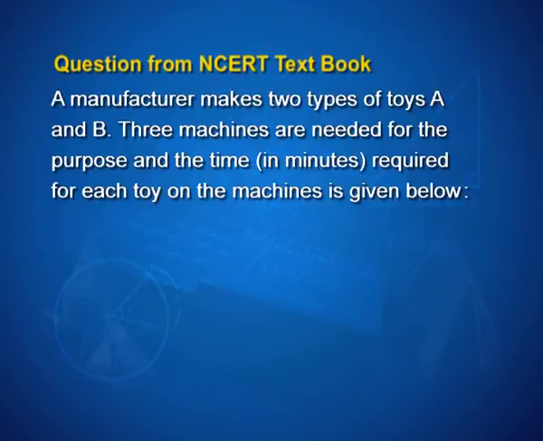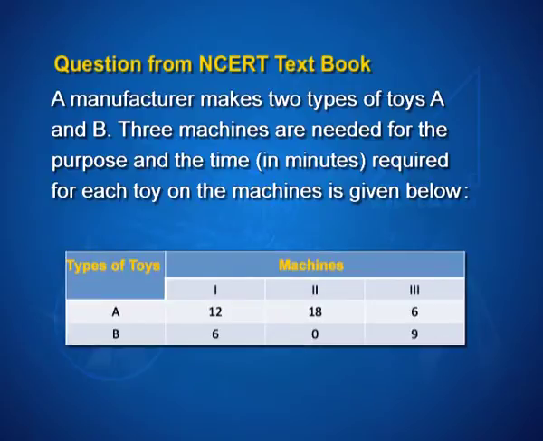The problem states, a manufacturer makes two types of toys A and B. 3 machines are needed for the purpose, and the time in minutes required for each toy on the machine is given below. So, it is being described in a tabular form.